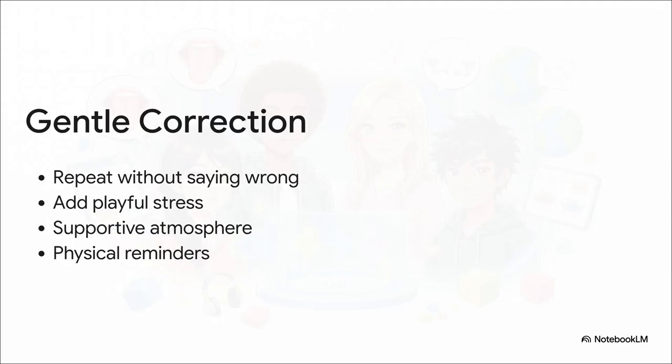Well, we use gentle correction. If a student mispronounces something, just calmly repeat the word correctly back to them without ever actually saying the word wrong. You can even playfully add extra stress or length to the part they missed. The goal is to keep the atmosphere non-evaluative and deeply supportive.